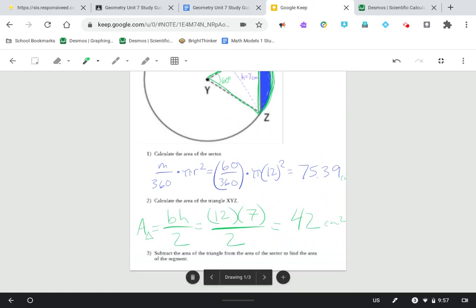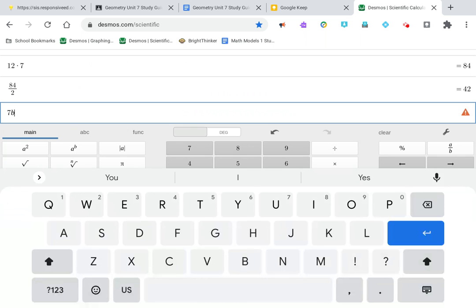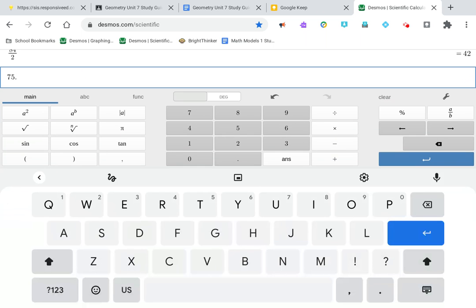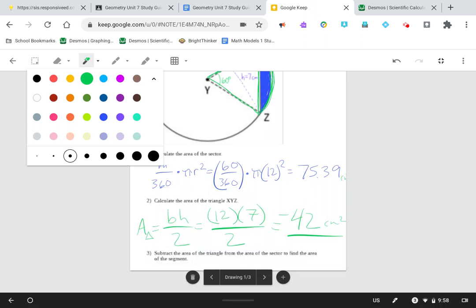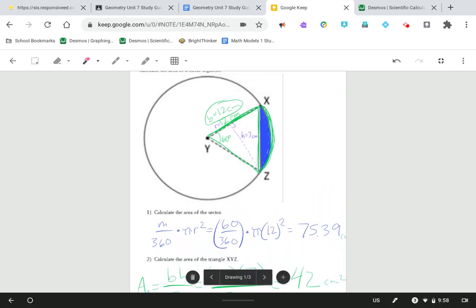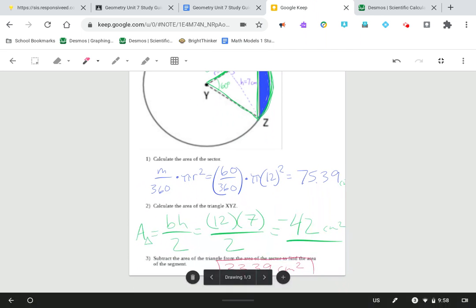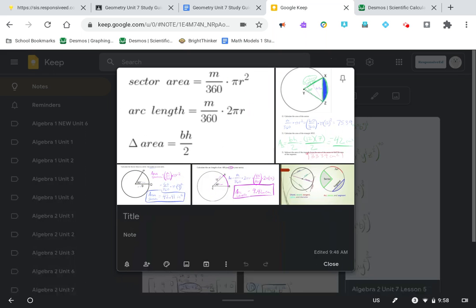Then it says subtract the area of the triangle from the area of the sector to find the area of the segment. So we do subtract. 75.39 minus 42, and we get 33.39, and that is going to be the final answer, 33.39 centimeters squared, and that is the area of the segment. So again, you find the sector area, you find the triangle area, you subtract them, and that gets you your final answer. That's the end of the Geometry Unit 7 review.